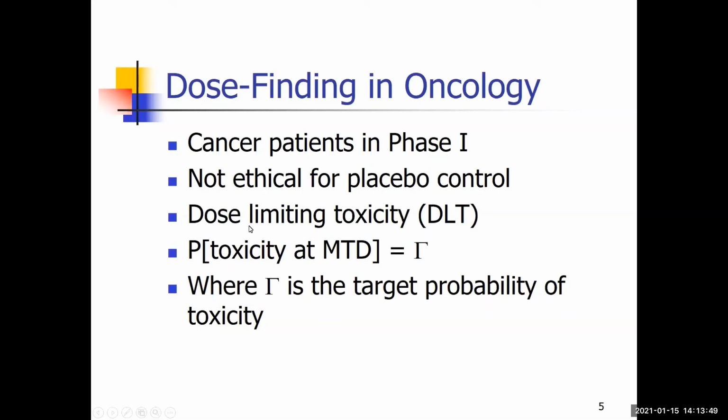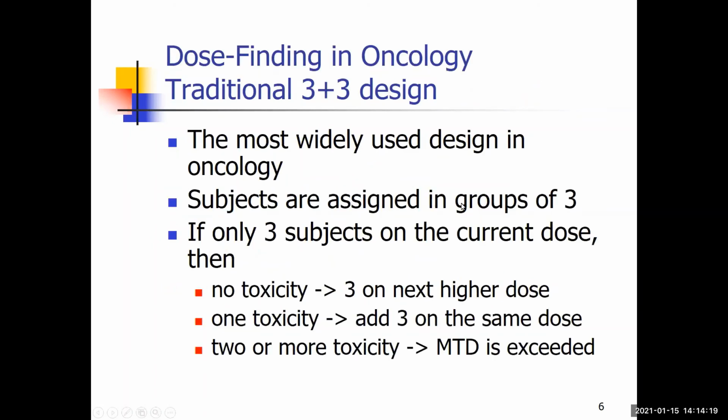And in a phase 1 cancer trial, you want to define this DLT, dose limiting toxicity, so that if this event occurs, you would call it a DLT. And the objective is to get to a point where the probability of toxicity at maximum tolerable dose is not going to exceed gamma, which is a preset probability, where gamma is a target probability of toxicity. The most popular phase 1 oncology design will be a 3+3 design, right? The most widely used design in oncology.